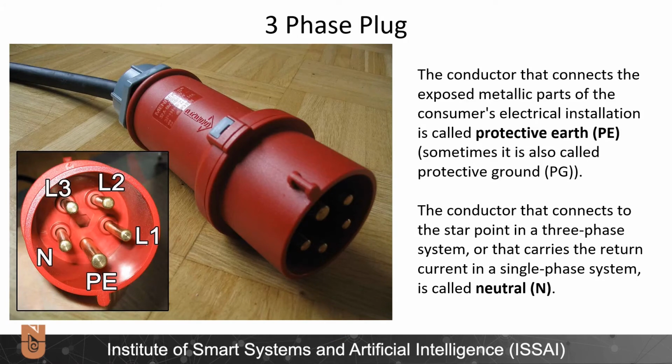Before proceeding further, let us also cover briefly the electrical components associated with three-phase circuits and three-phase voltages. Here you see a three-phase plug. L1, L2, and L3 denote the line voltages, and N is the neutral terminal, and PE stands for the protective earth. The conductor that connects the exposed metallic parts of the consumer's electrical installation is called protective earth, and it is sometimes also called the protective ground. And the conductor that connects to the star point in the three-phase system, or that carries the return current in a single-phase system, is called the neutral.